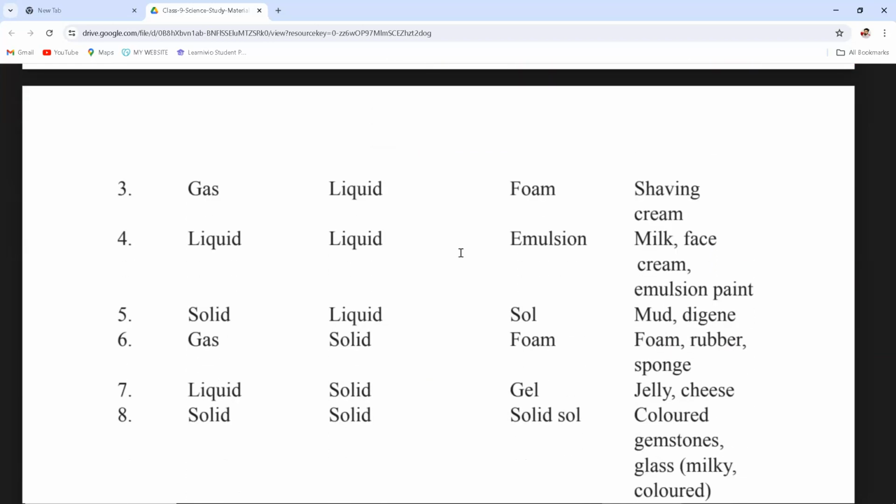Notice 3, 4, 5. Again, if it is gas and it is liquid. So the solvent is liquid, so the solution should be liquid. The form like shaving cream is like a liquid, it's not gaseous. Again, liquid and liquid, both are the same. So if the solvent is liquid, the emulsion should be liquid. So the example of liquid and liquid is an emulsion, like milk, face cream. So that's why milk is an example of colloids. These are all examples of colloids.